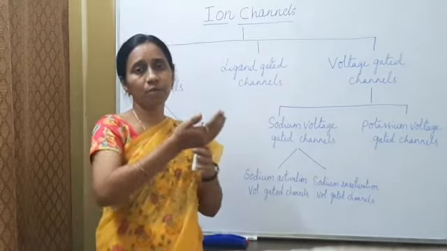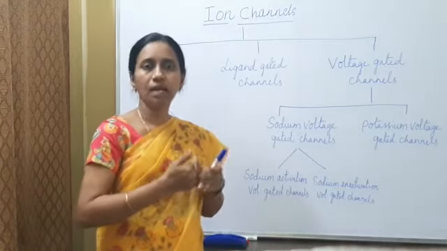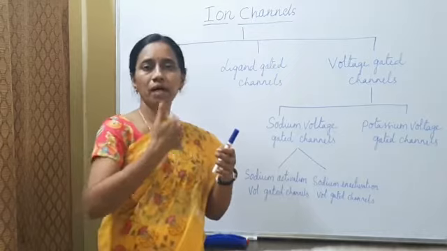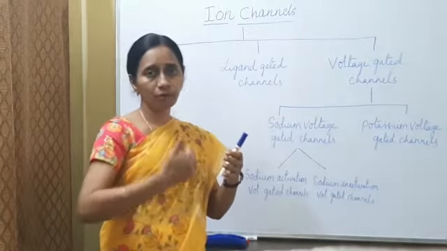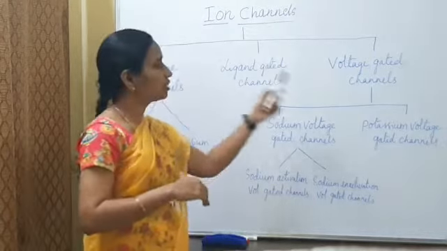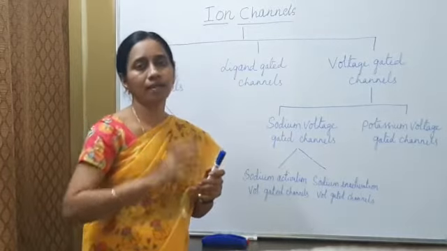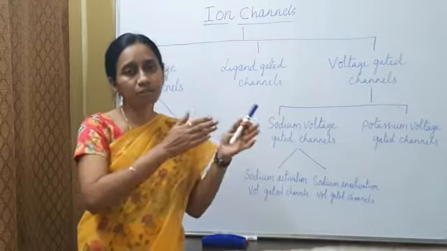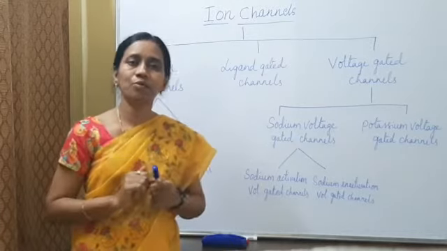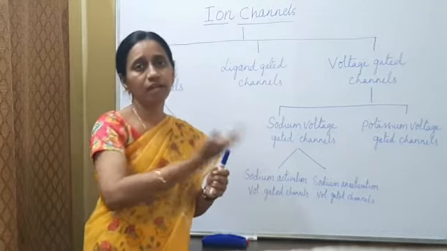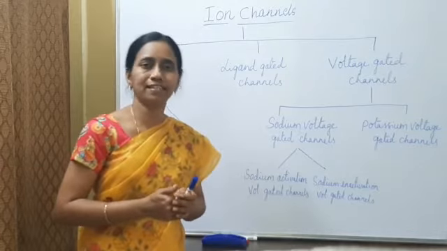Along with this, the sodium potassium pump also works. It moves 3 sodium ions outside for every 2 potassium ions inside. By the functioning of all these channels, the ions move in and out of the axolemma, so that transmission of nerve impulse takes place. The transmission of nerve impulse we will discuss in the next class.